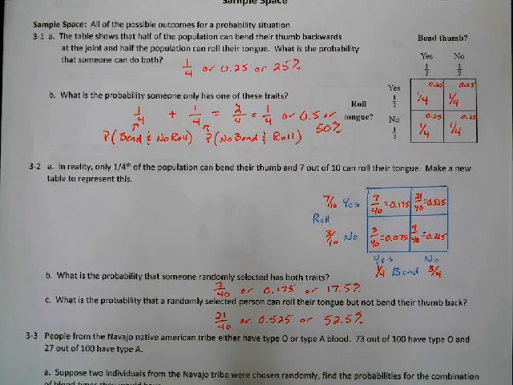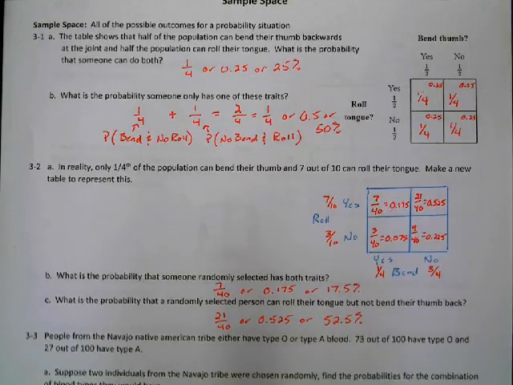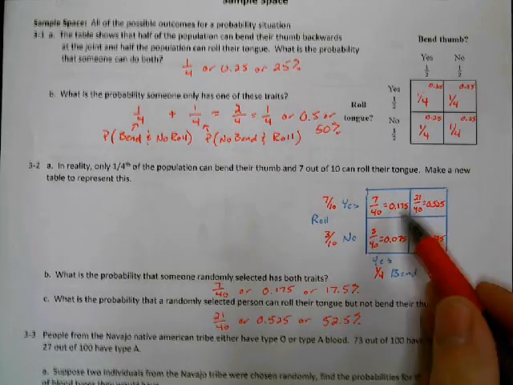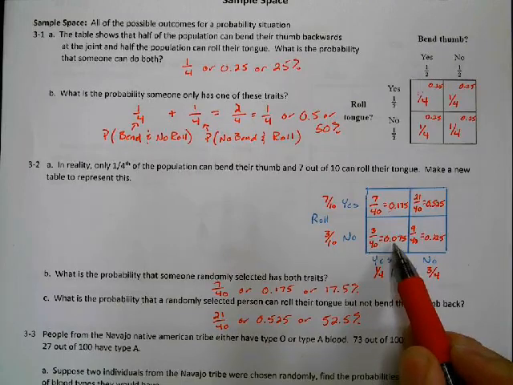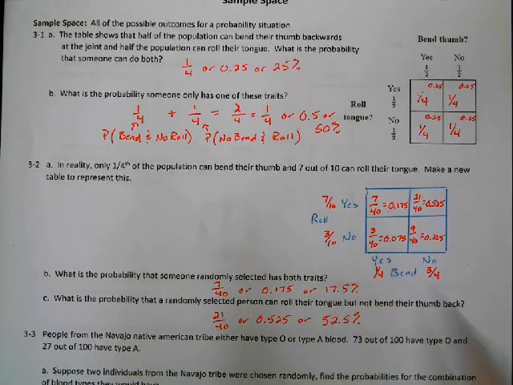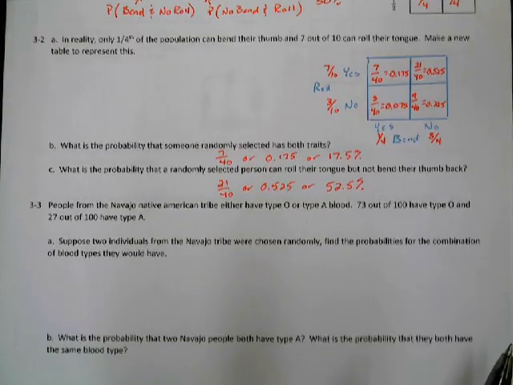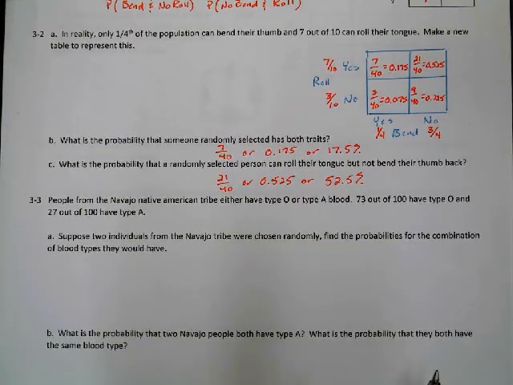I am both for yes. I can roll my tongue and I can bend my thumb. So I am the rare occurrence. Actually, this is the most rare occurrence right here, not being able to roll your tongue but being able to bend your thumb.